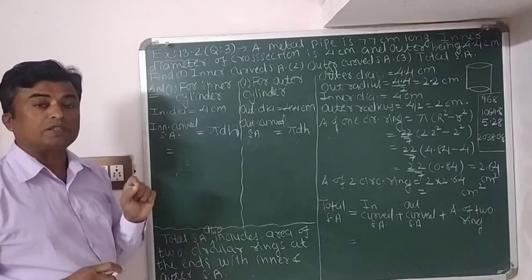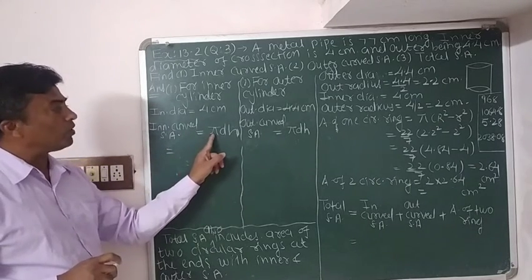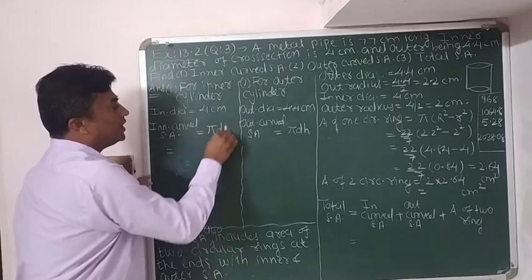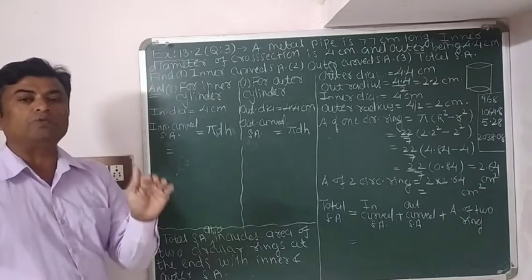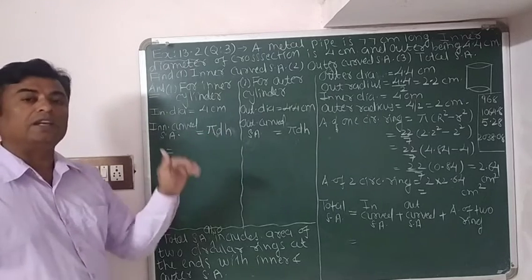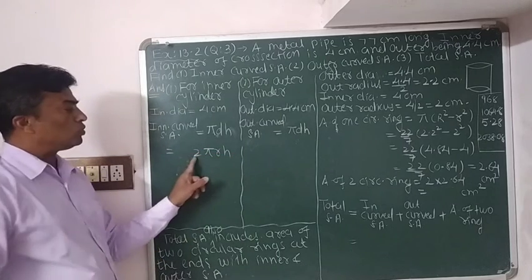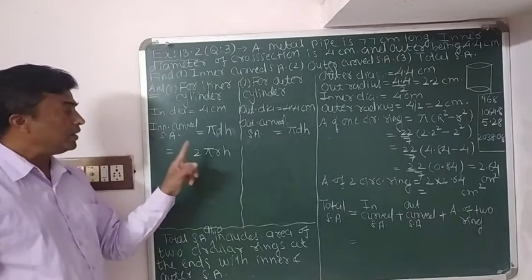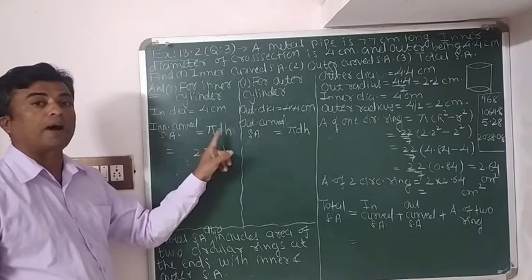So if the diameter is given to us and we have to identify the curved surface area, then the formula is what? Pi dH. If you want to identify the curved surface area and directly use the diameter, then we can use the formula pi dH. And if the radius is given, then we can use 2 pi RH. So 2 pi RH is the formula if the radius is given, and if the diameter is given, then we can use pi dH.